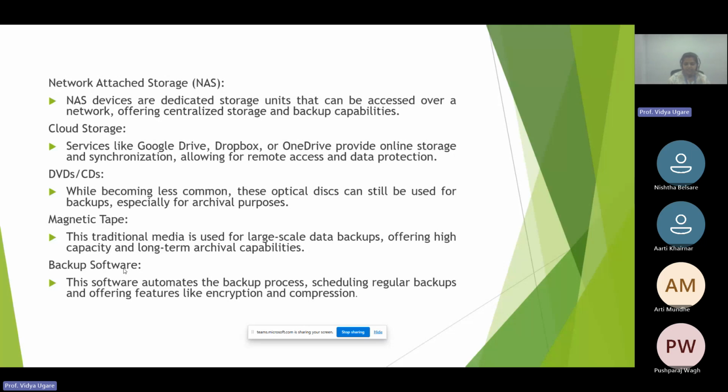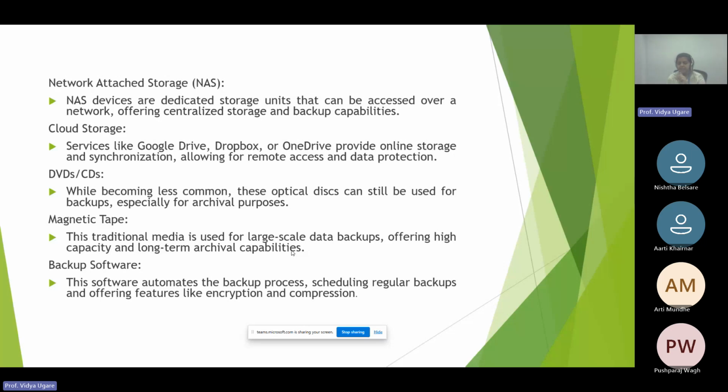Can you see here encryption and compression? Encryption means converting a plain text to a coded text, whereas decryption means converting a coded text to a plain text. Now, why does this need to be done? Because if anyone gets access to your backup device, they will not be able to access your files because you secured it with an encryption algorithm.